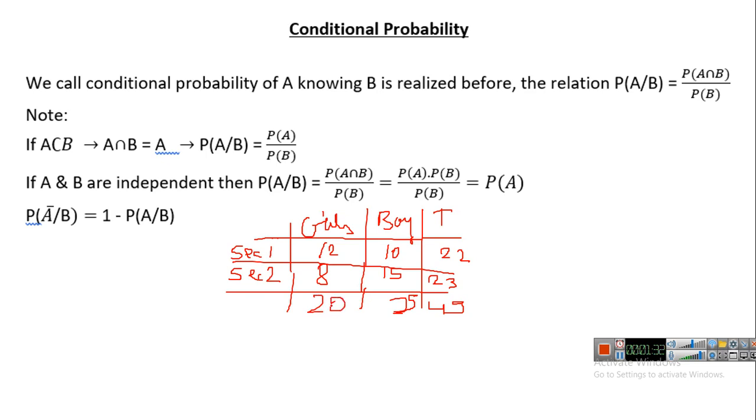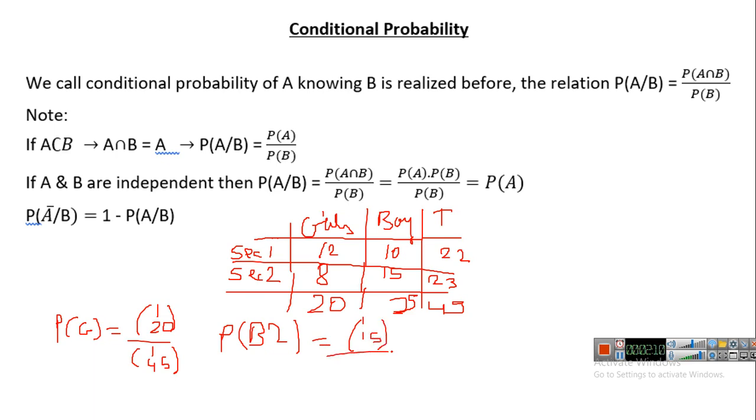Suppose the question is to pick a student. For example, find the probability of picking a girl. So I want to pick one girl, so I have one choice out of 20 because I have 20 girls, over a total which is 1 out of 45. So it will be 20 over 45. Suppose the question, what is the probability of picking a boy from secondary 2? How many boys in secondary 2? I have 15. So it's 1 out of 15 over 1 out of total 45.